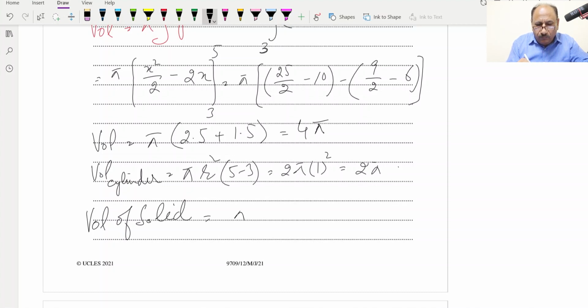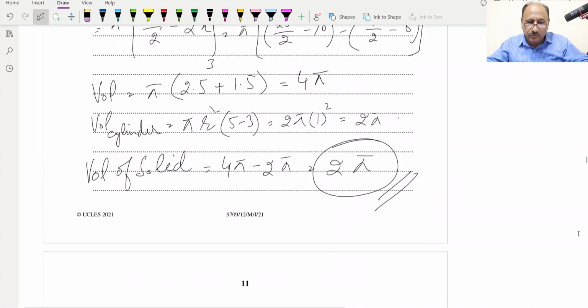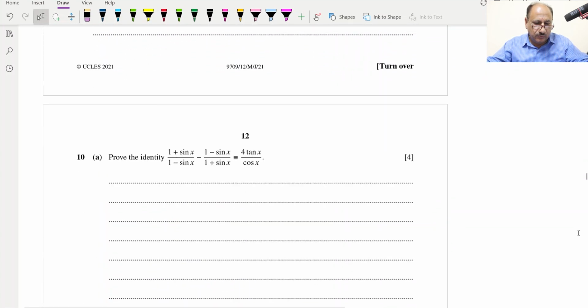This will be 4 pi minus 2 pi. This will be equal to 2 pi, and this will be the final answer. Hopefully you got this as well.